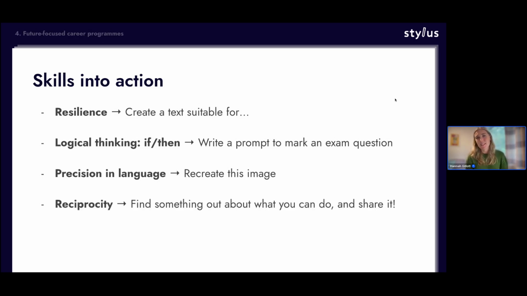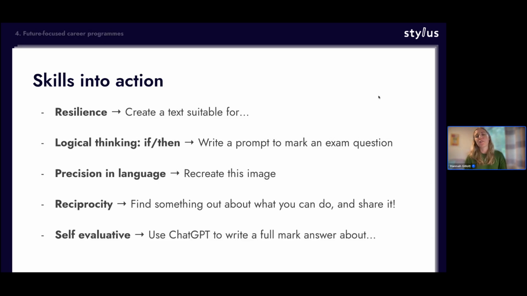And reciprocity, this is all only possible because of the willingness of companies and of individuals to put things out and to share with others. So find something out about what you can do and go and share it with others. And this habit of the information being there for all of us, it's up to all of us to help each other out, is again a really key skill for moving into an AI powered careers industry.